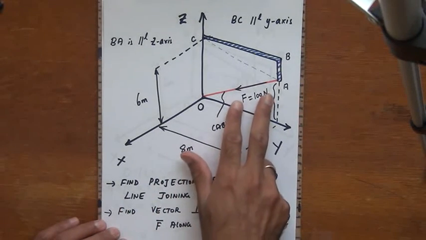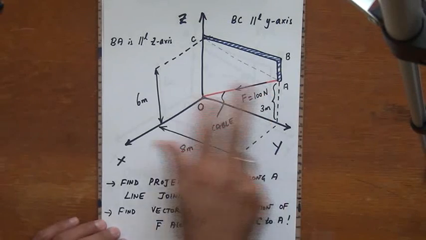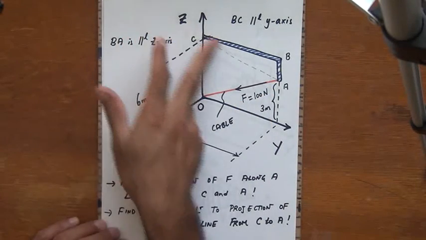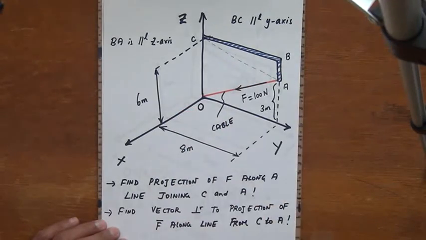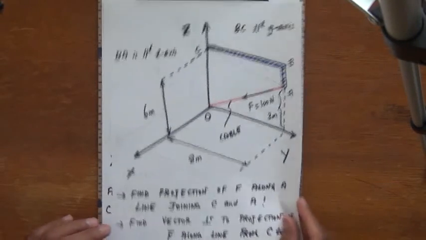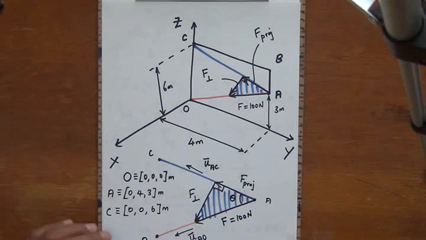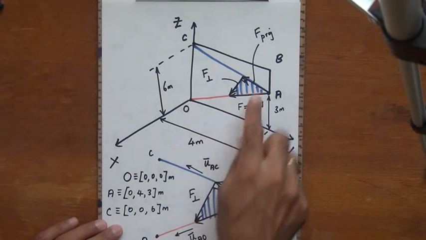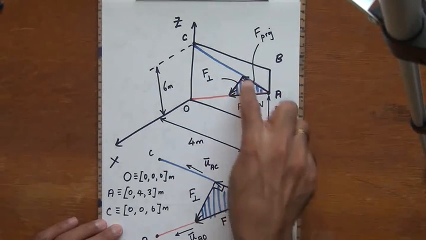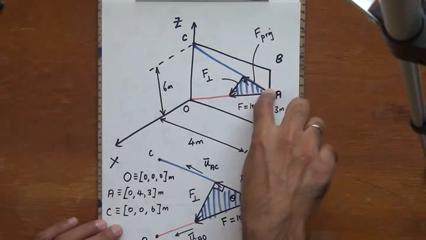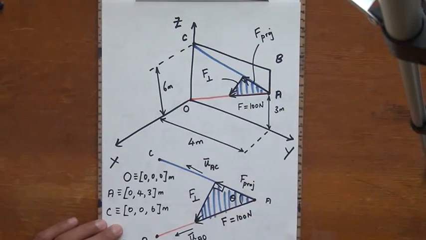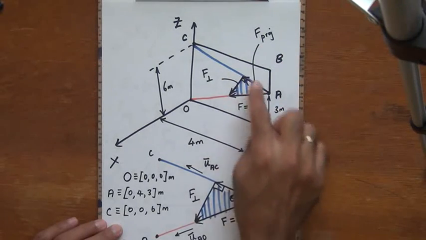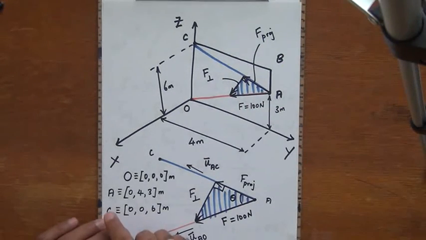And what do we need to find? We need to find the projection of this force along a line joining the point C and the point A, and we also need to find a force that is perpendicular to that projection, and this is evident in the figure drawn here. So I need to find first of all the projection of this force F along that particular line, and I need to find the vector that is perpendicular to the projection vector and lying in the same plane as the projection vector.